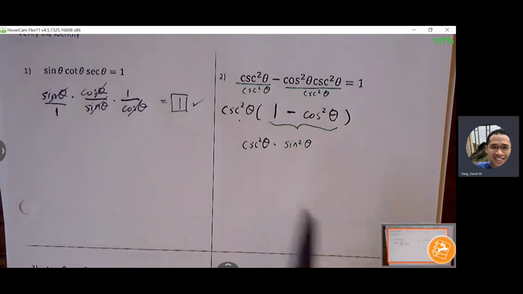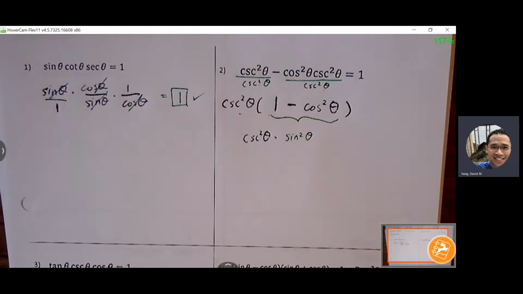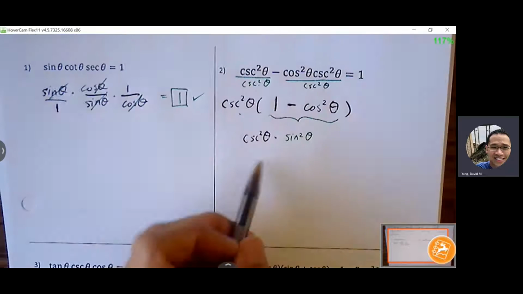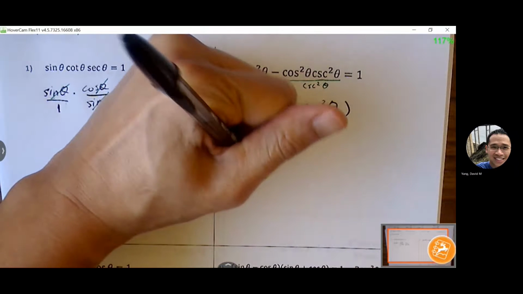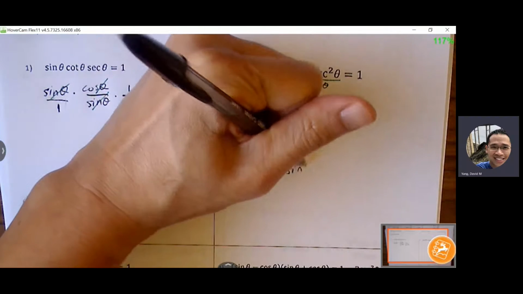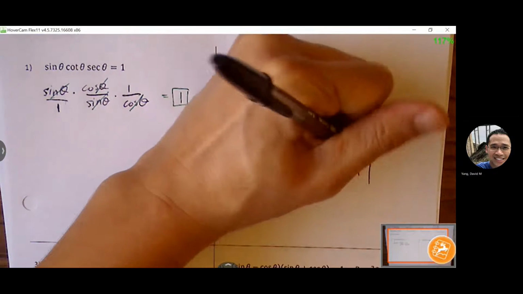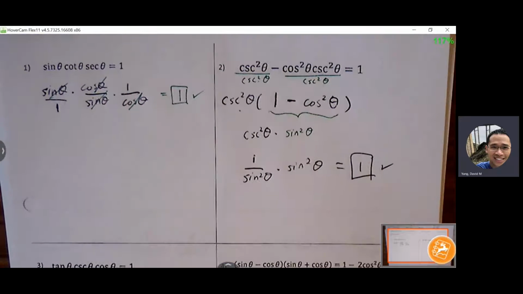Okay, good so far. Cosecant squared over sine, cosecant squared times sine squared. We know that these are reciprocals of each other, so you just call this 1, or if you want to go one step further, that's fine as well. Either way, we have our right side.